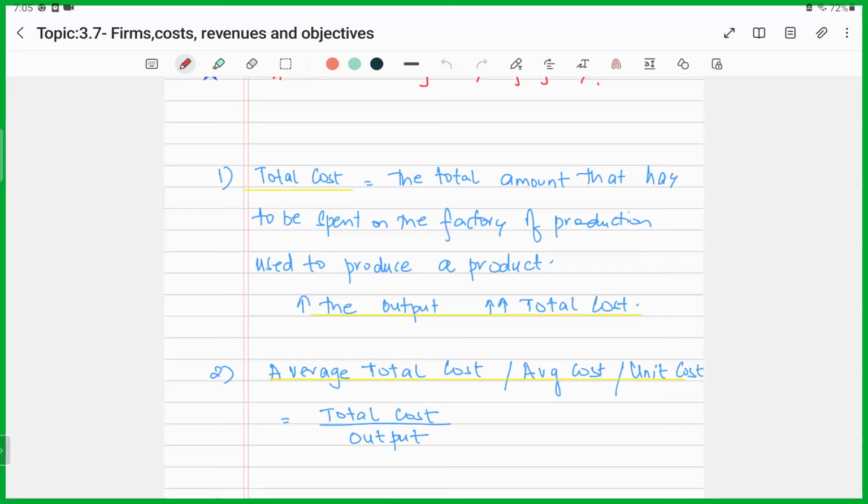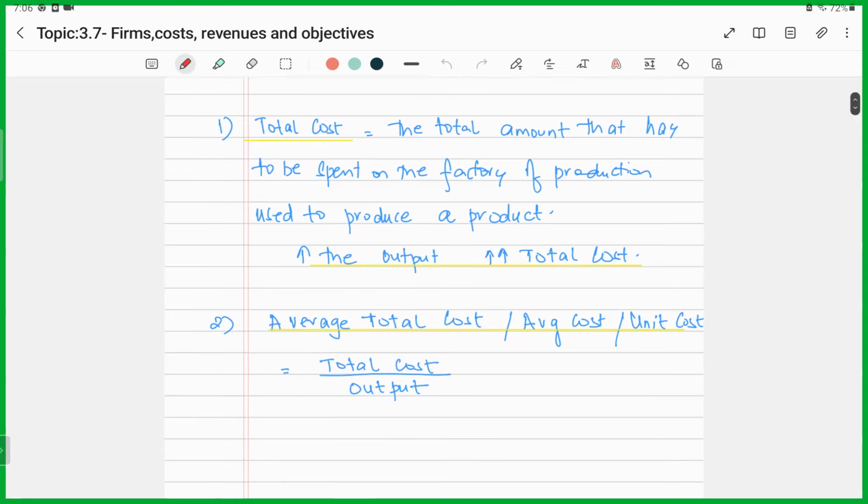So, if you want to make a product, whatever amount you are spending on those four factors of production, which are essential for the manufacturing of the product, all those costs would fall under total cost. As the level of output increases, so would the total cost. So the higher the output, the higher would be the total cost.